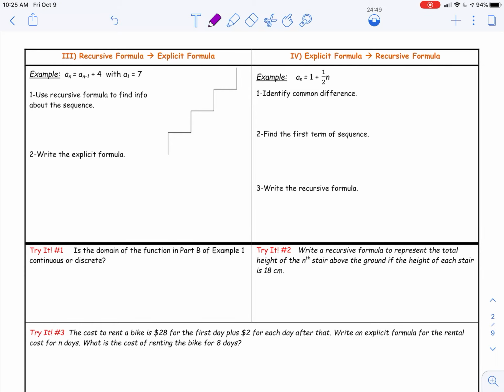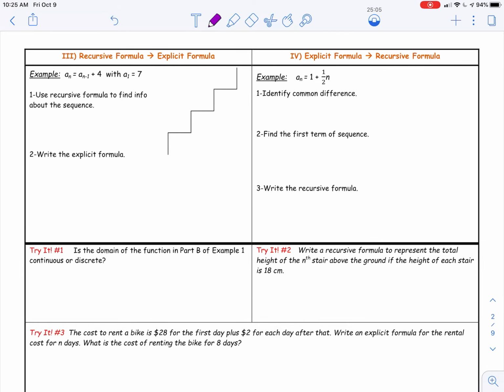How can I, if I'm given a problem that gives me the recursive formula, transform that into the explicit formula? Well, yes, I can. So let's see how we do that. And then on number 4, you see over there, we're going to go from explicit to recursive. So we're kind of going back and forth.